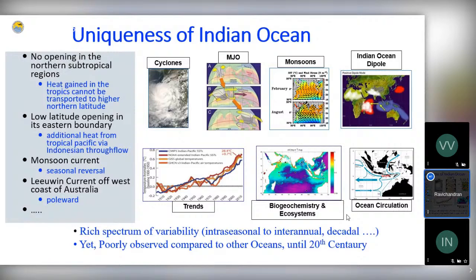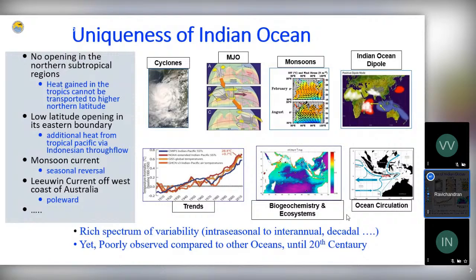So there is much uniqueness in the Indian Ocean, and many processes happen at different time scales, starting from cyclones and the MJO in the equatorial Indian Ocean, as well as the monsoon on the seasonal time scale, and then the Indian Ocean Dipole climate mode on the interannual time scale. It has its own climate mode, and there is also a long-term trend. As you all know, the warming trend in the Indian Ocean is higher than in any other ocean, so the trend is quite significant.